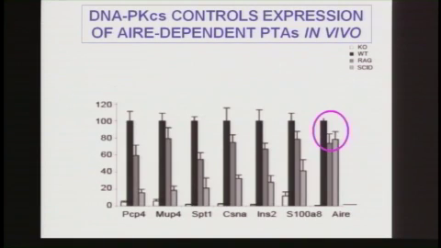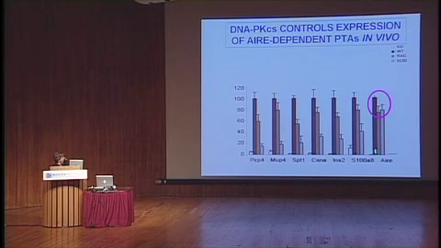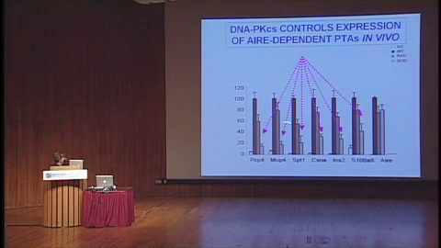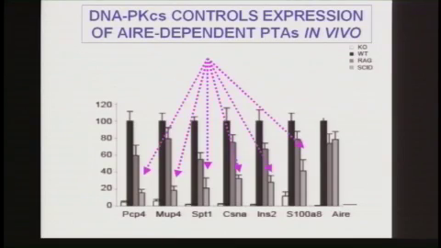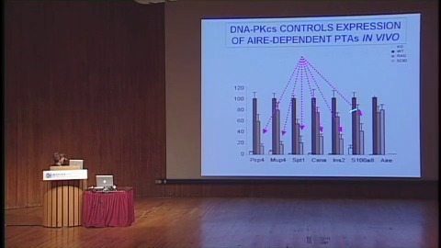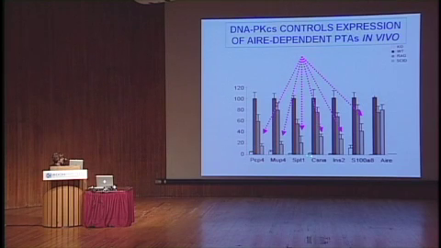And so what we find is that there's essentially no difference between the RAG, reconstituted RAG, and the reconstituted SCID mouse in the expression of AIRE. They're the same. However, if we look at the peripheral tissue antigen genes, and here we have a panel of them, we see that while RAG is not much affected, each one of these is rather strongly affected in the SCID mutation. Not as strongly affected as in the wild type, but still strongly affected.